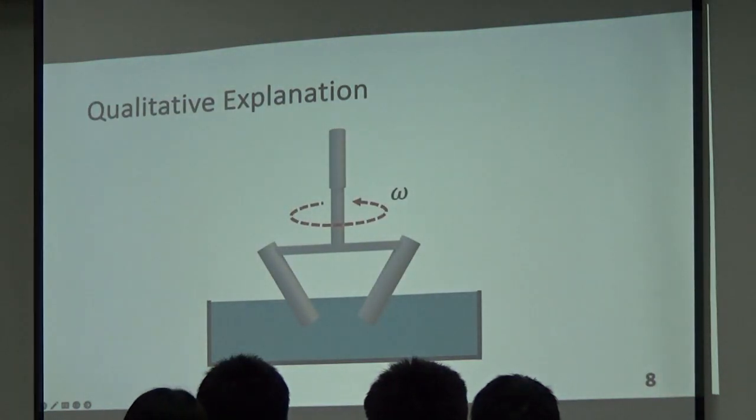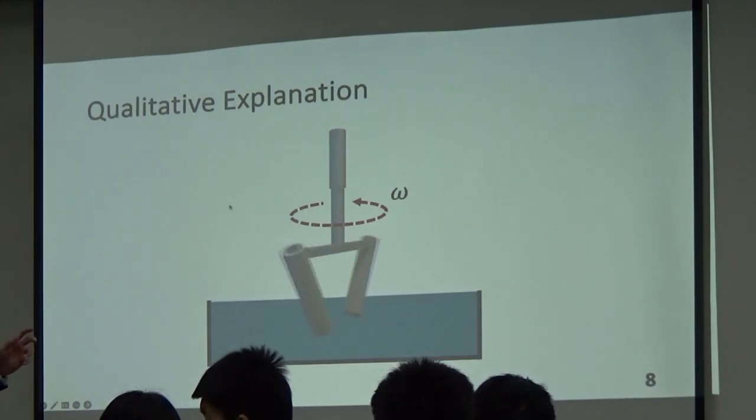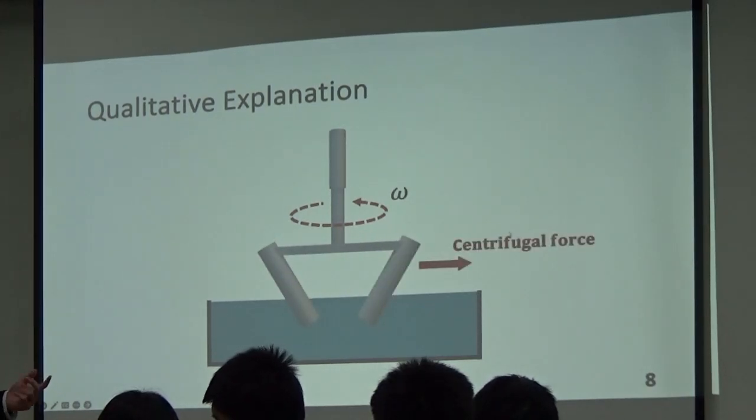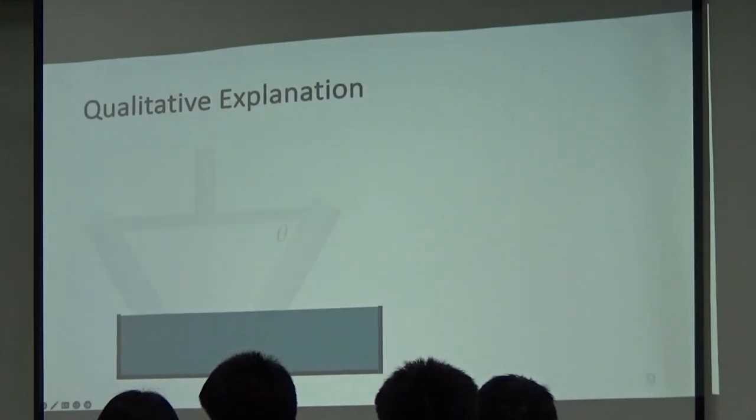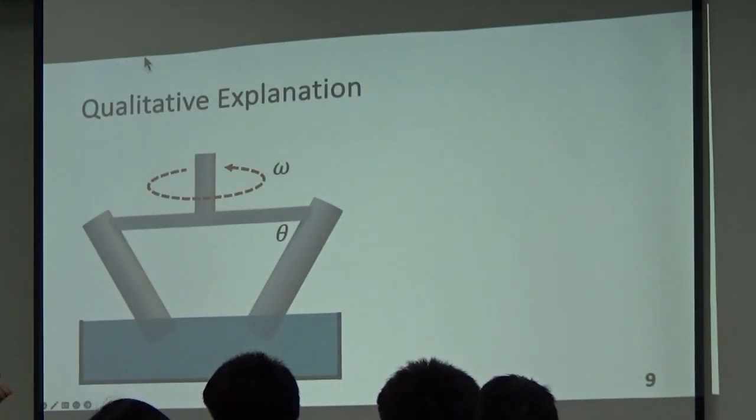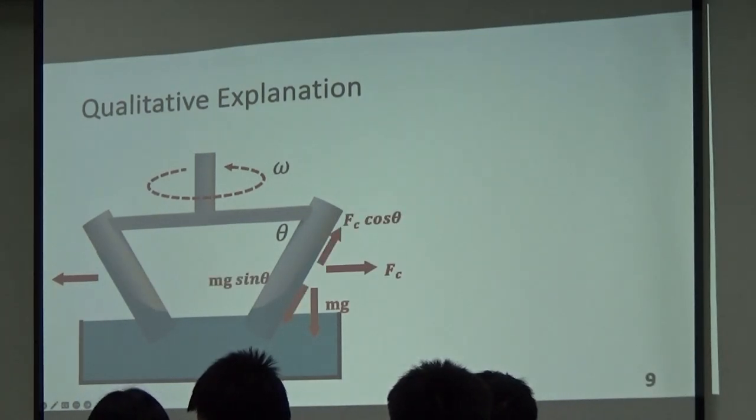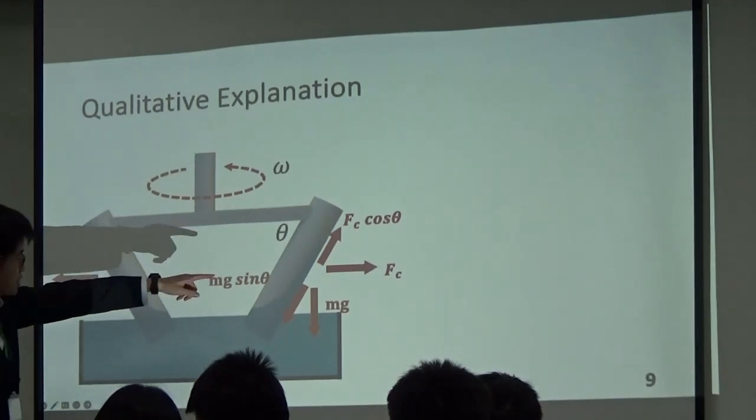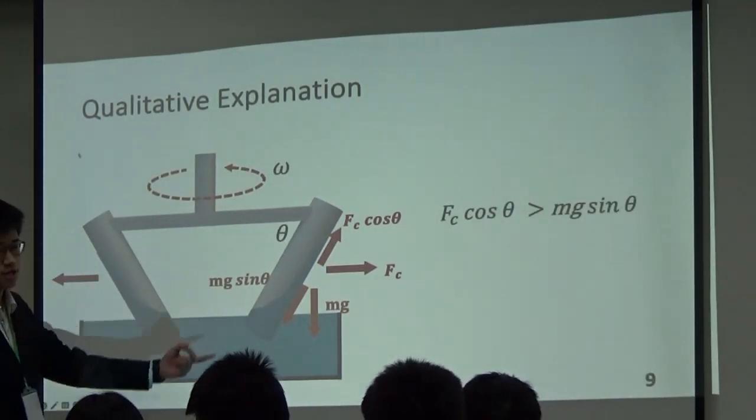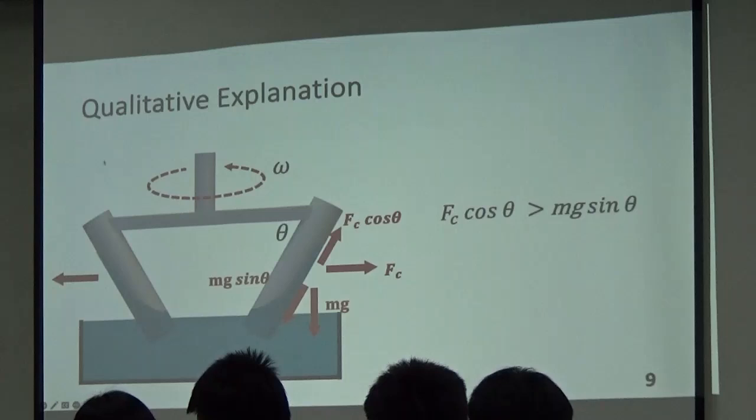And here's the quantitative explanation. As the straw starts to spin, since there is a centrifugal force, the water pumps out. And let's analyze the forces acting on the water. Since when the straw is rotating, there is a centrifugal force. However, the water only pumps out when the centrifugal force's component in the direction of the straw is bigger than the gravitational force in the direction of the straw. The water will pump out.